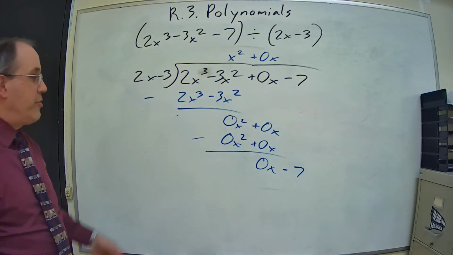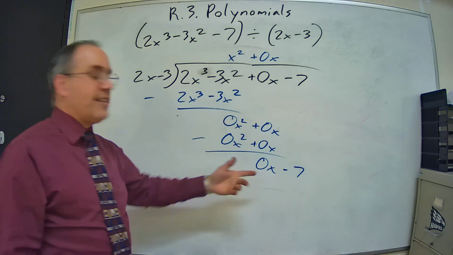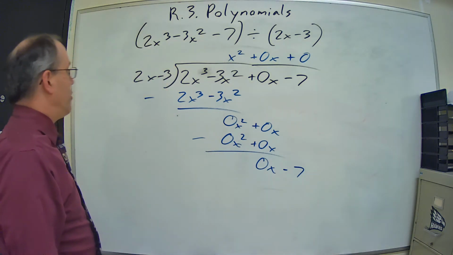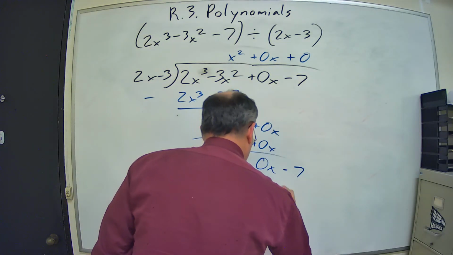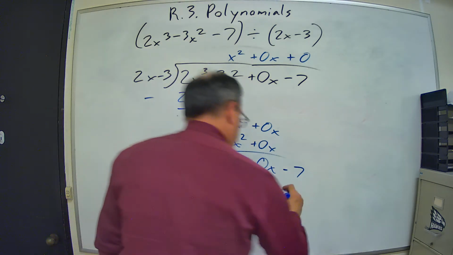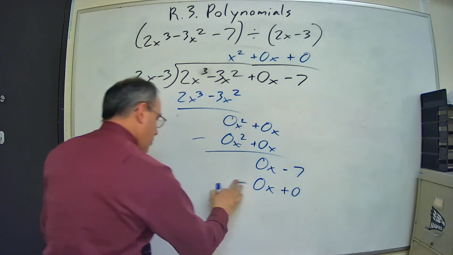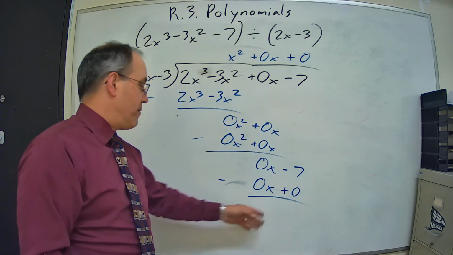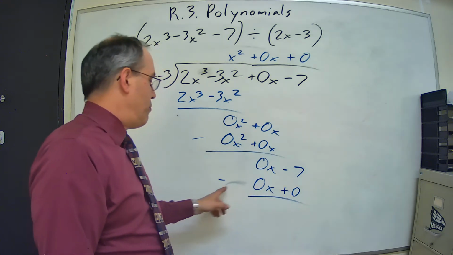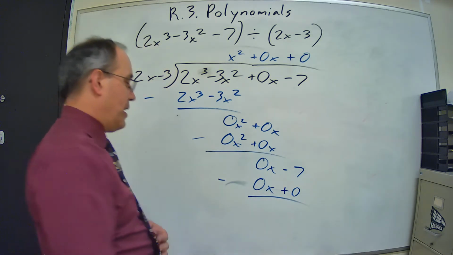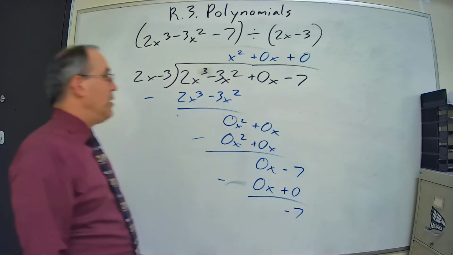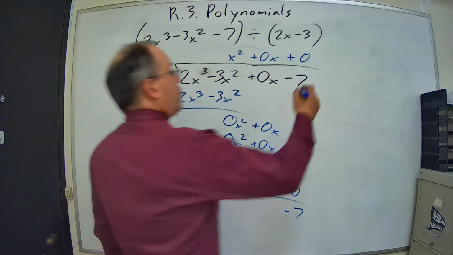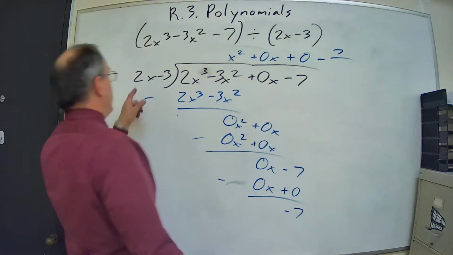And this comes out a little interesting, because how many times does 2x go into 0x? It does not. Plus 0. 0 times 2x gives me 0x. 0 times negative 3 gives me 0. So let me put my subtraction off to the side a little more. 0x minus 0x gives me 0x. Negative 7 minus 0 gives me negative 7. So now I have a remainder of negative 7, so I have minus 7 over 2x minus 3.